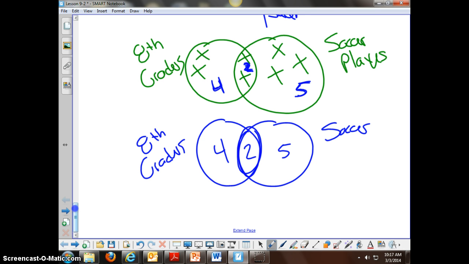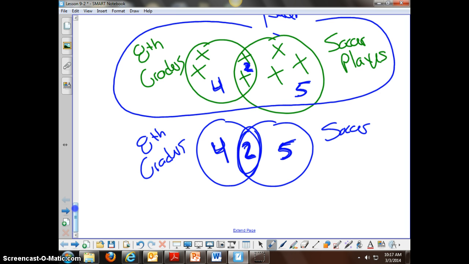No, because the middle is going to be an overlap between the other two sets of data, 8th grader and soccer player. So 4, 2, 5, you can use X's to plot your data, but ultimately you're probably going to see this more. And to me, again, it gets confusing. This 2 goes with this 4. This 2 goes with this 5. So in total, how many kids do we have in this graph right here, you guys? How many kids are we talking about?